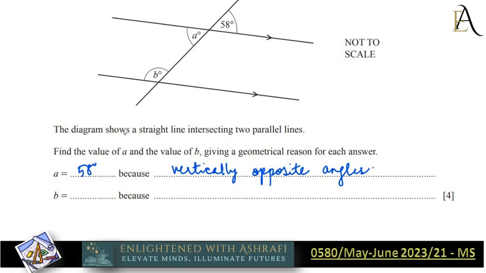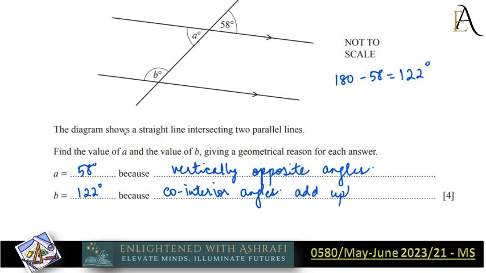Then the next one is B. B and A are co-interior angles. Since they are co-interior angles, and co-interior angles add up to 180, 180 minus 58 gives 122 degrees. So B is 122 degrees. Why? Because they are co-interior angles, and co-interior angles add up to 180 degrees.